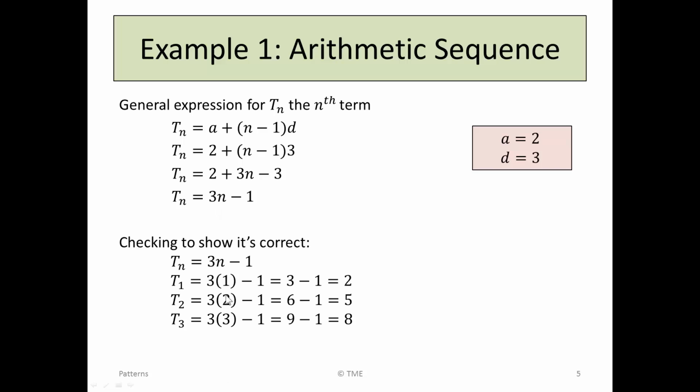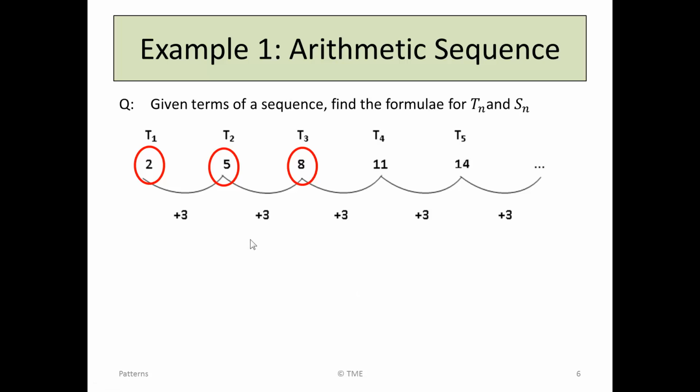We can check to show that that's correct using the equation we got, 3n minus 1. When n is 1, we get 3 times 1 minus 1, or 3 minus 1, or a value of 2 for the first term. When n is 2, we get 3 times 2 minus 1, or 6 minus 1, or 5. And in the third term we get 3 times 3 minus 1, or 9 minus 1, equals 8. So our first three terms will be 2, 5 and 8. And they are the terms we had in the original question.